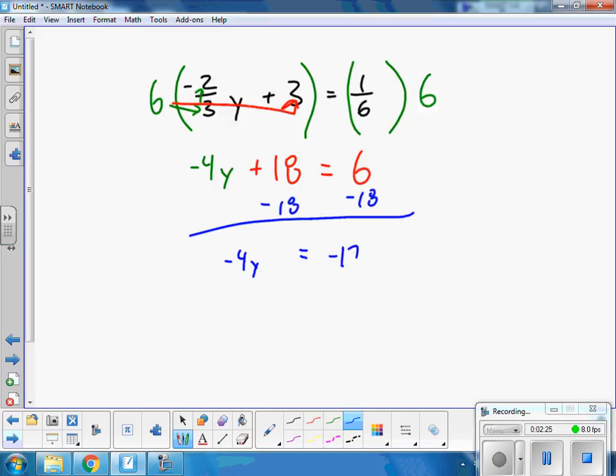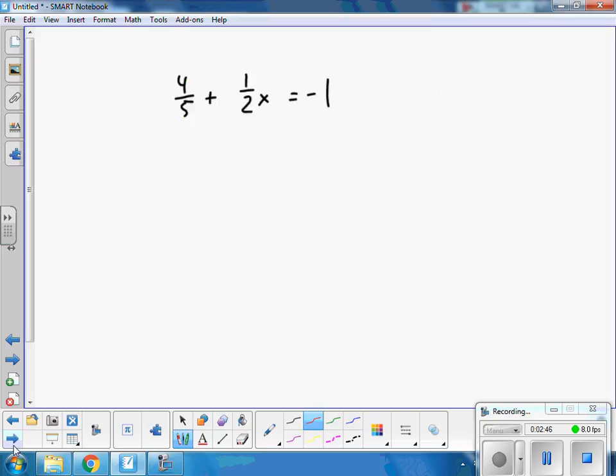I end up with negative 17. Negative 4y, so I'm going to divide by negative 4, and because negative 4 over negative 4 is 1, I'm left with 1y, which is what I'm looking for, and a negative divided by a negative is positive, so y equals 17 fourths. Now that's a funky fraction, but not too bad, because that's my answer.